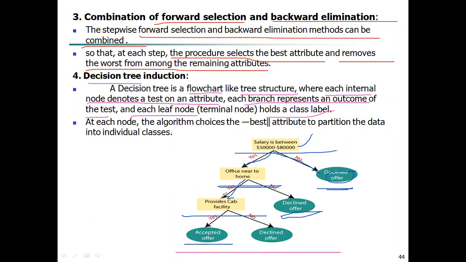Okay, test. Which kind of test have we performed here? A yes or no kind of test. And these are the declined offer, declined offer, declined offer, and accepted offer. These are the leaf nodes. The leaf nodes are the class labels, the final outputs of your decisions, isn't it? And at each node, the algorithm chooses the best attribute to partition the data into individual classes.